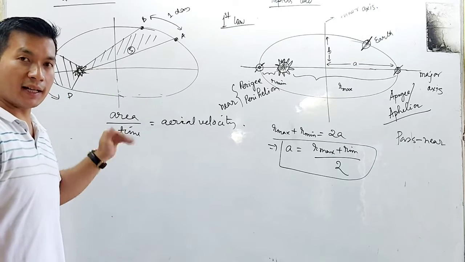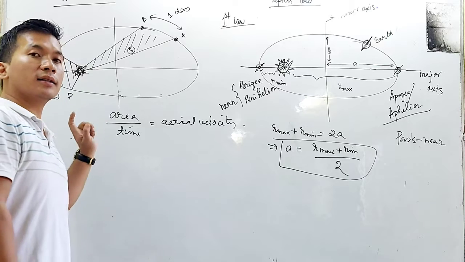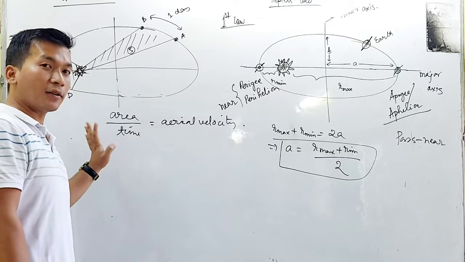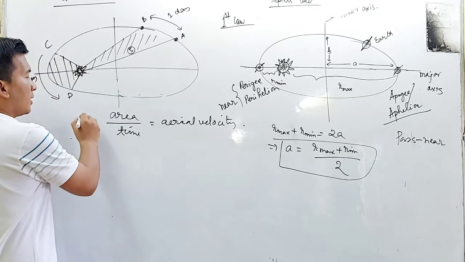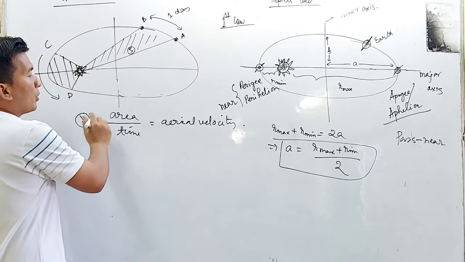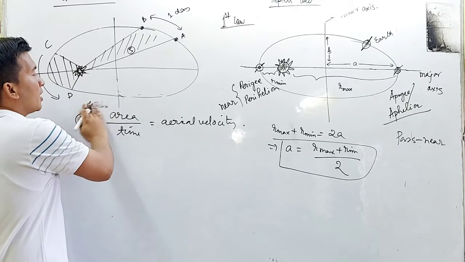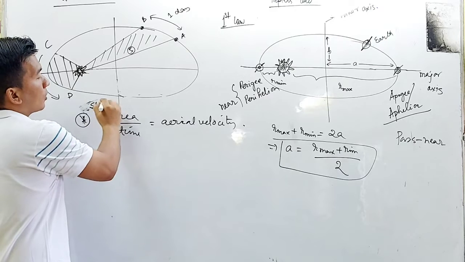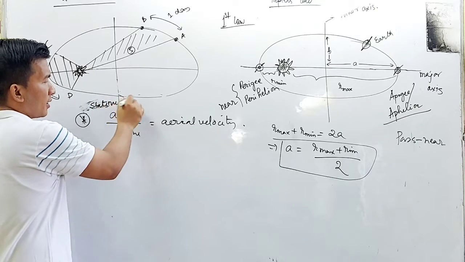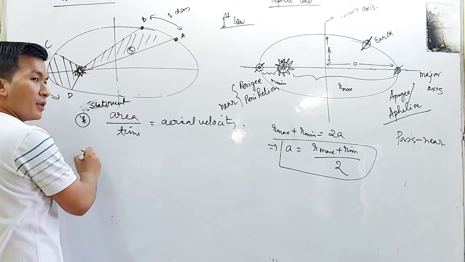This is from the statement point of view. For our mathematical understanding, that is important. Mathematically, let us understand what that is.